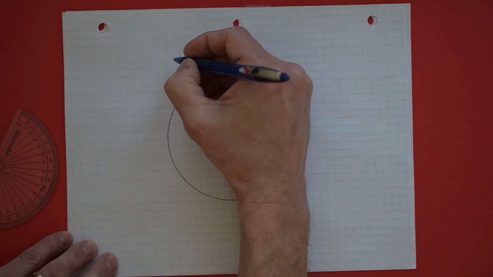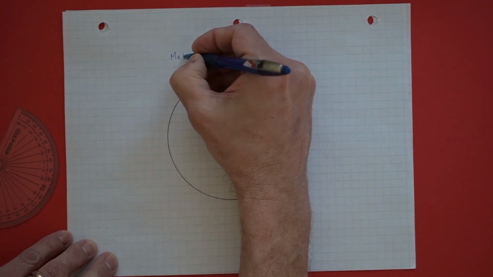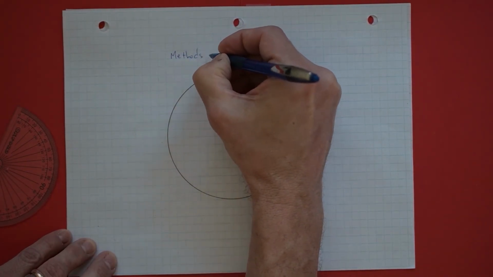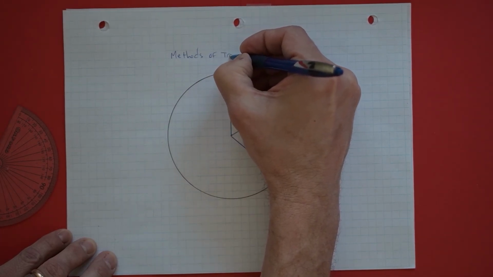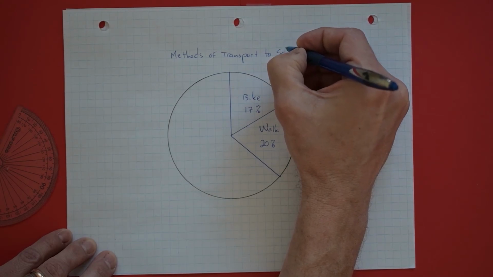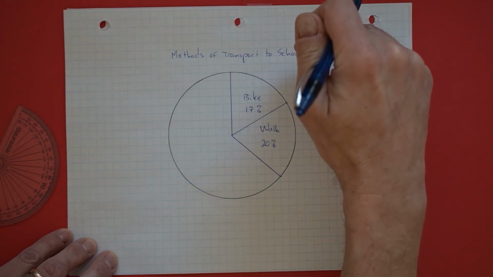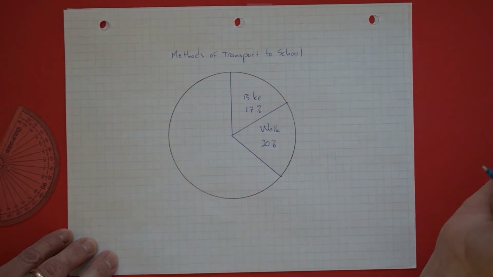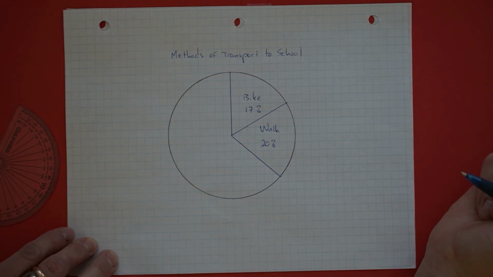So a title here might be Methods of Transport to School. Once you have a title and each sector is properly labeled, you have a complete graph.